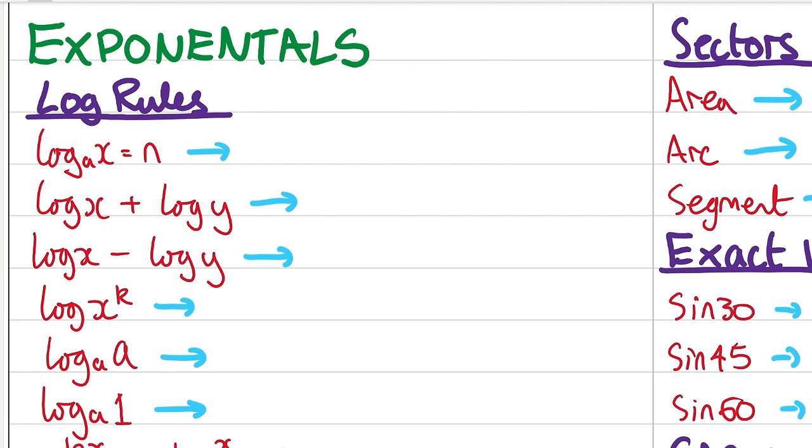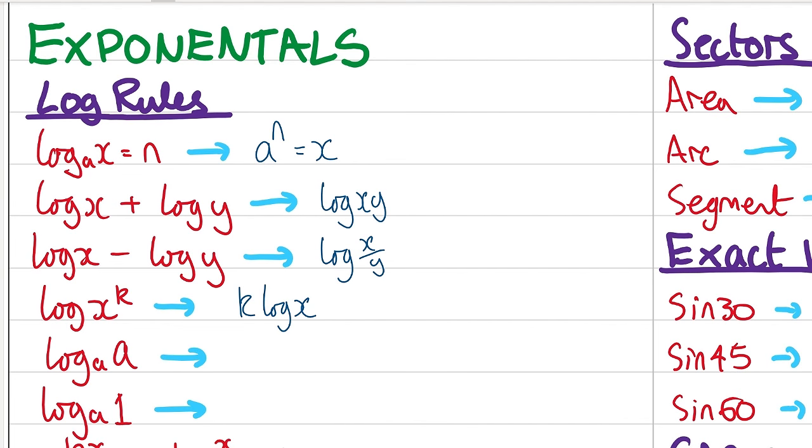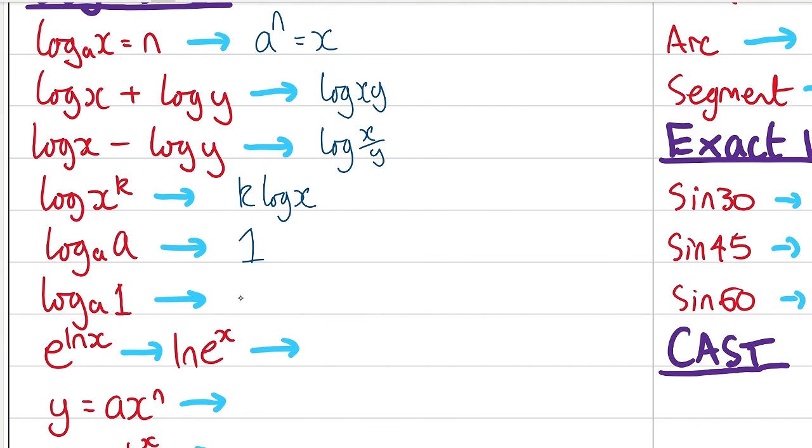Okay, up next, logarithm rules, and the original logarithm rule is that the base, in this case a, when raised to the power of n, will equal x. If I add two logs together, it's the same as having log of x times y, and if I subtract two logs, that's the same as saying log of x over y. Log x to the k means I can bring k down to the front as the coefficient. Log a of a is equal to 1, and log a of 1 is equal to 0. e to the ln x is x, and so is ln e to the x.